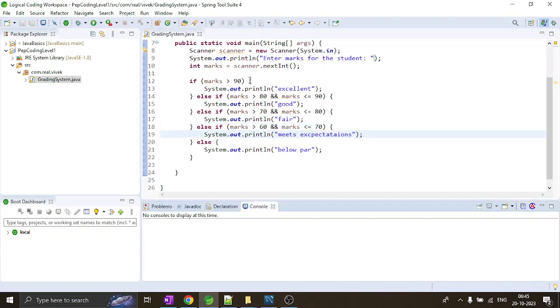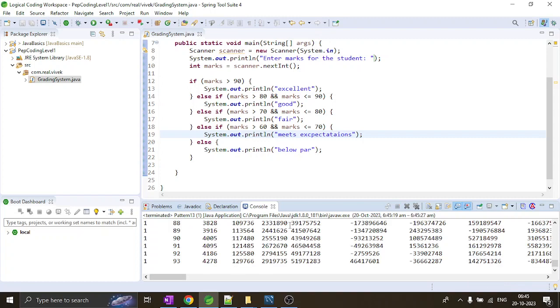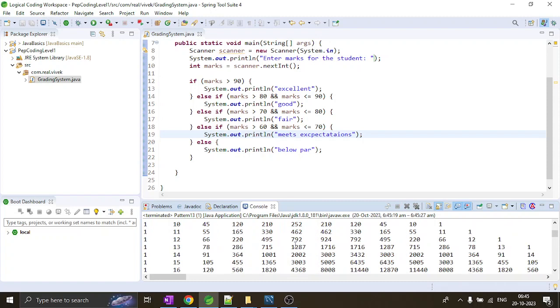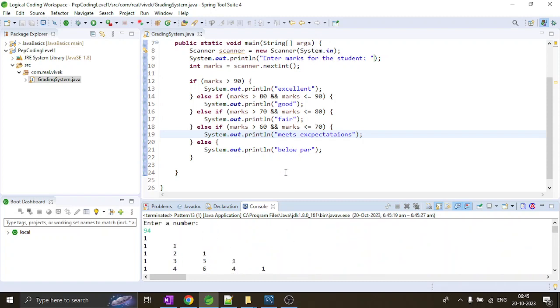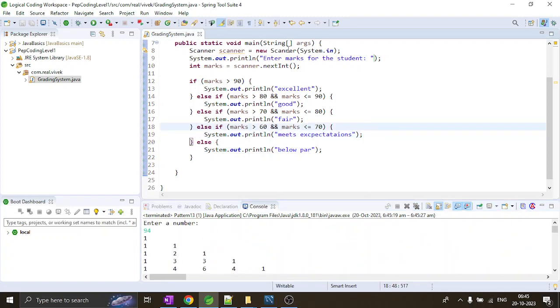Okay, let's try to run this. Yep, which says enter number. Let's say we enter 94. Okay, I think this is the wrong program which got executed. My bad.